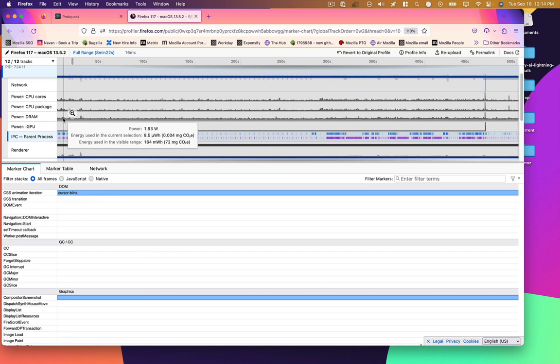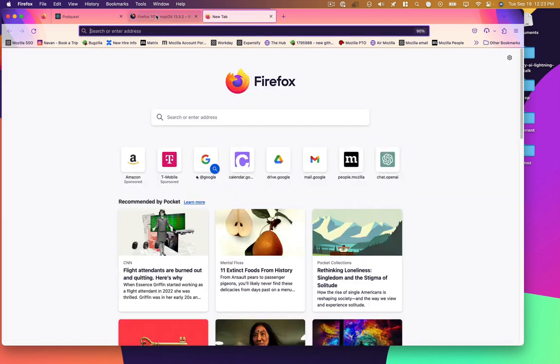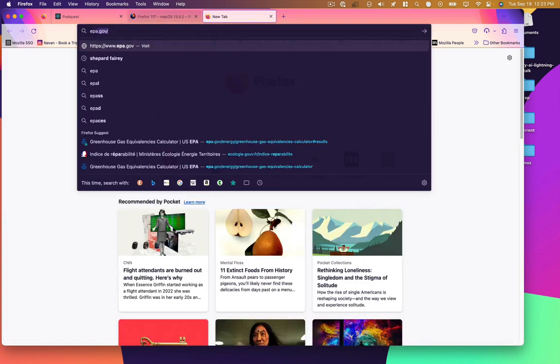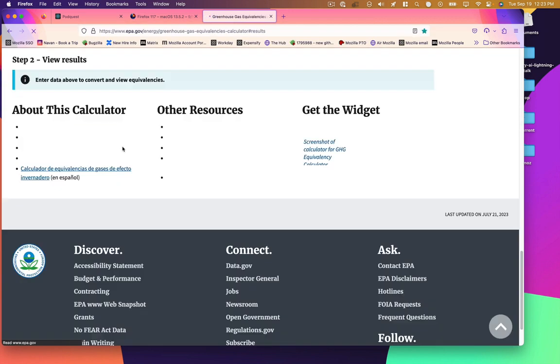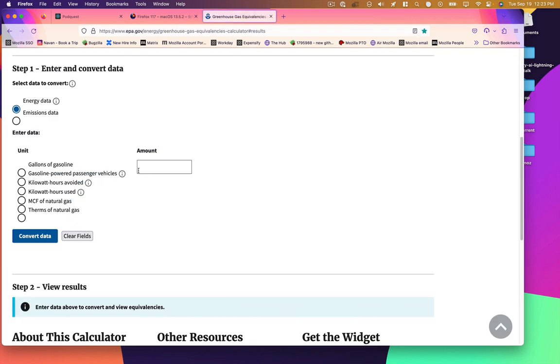If I look at the energy used in the visible range, which is the entire recording, I've used 164 milliwatt hours, or 72 milligrams of CO2 equivalent in energy. Okay, so is that a lot, a little? I'm not exactly sure. I vaguely remember that the EPA has a, here it is, greenhouse gas equivalencies calculator.